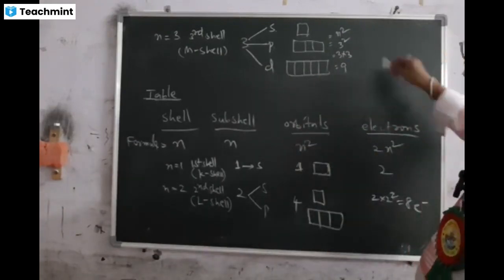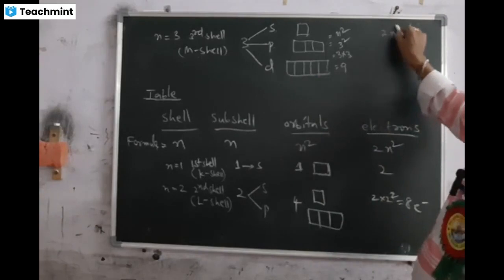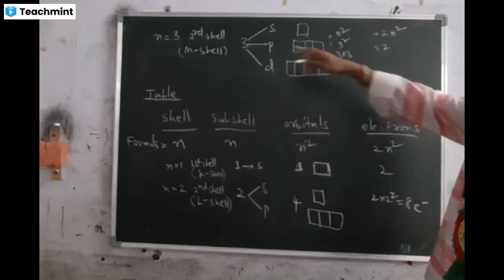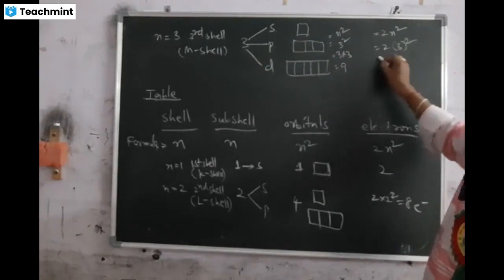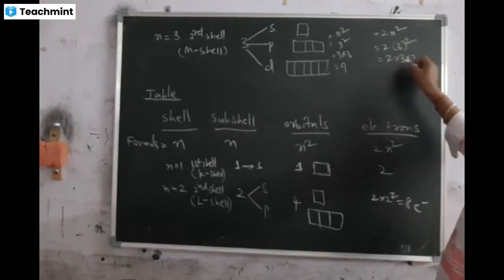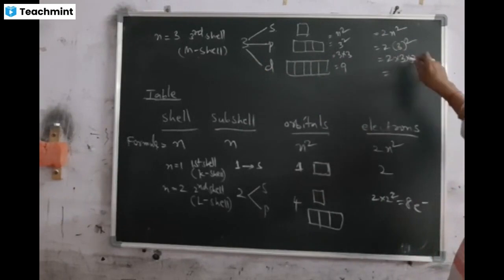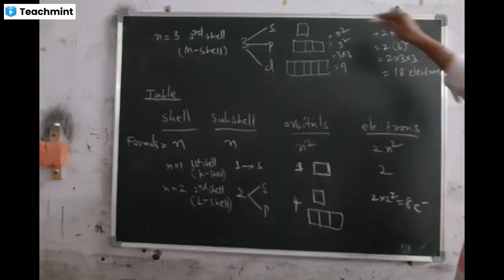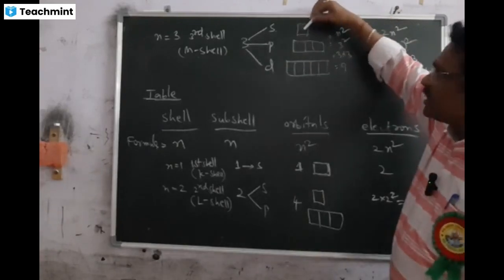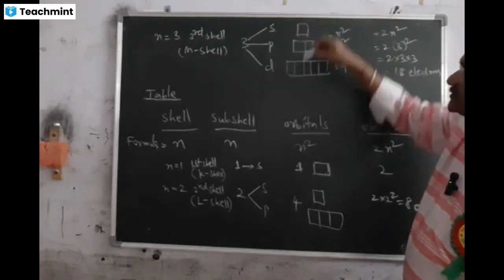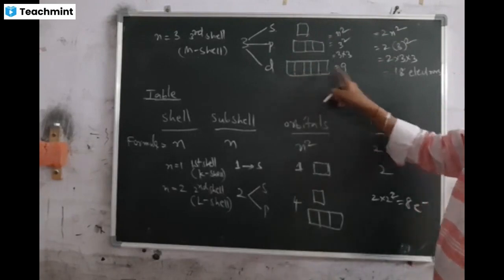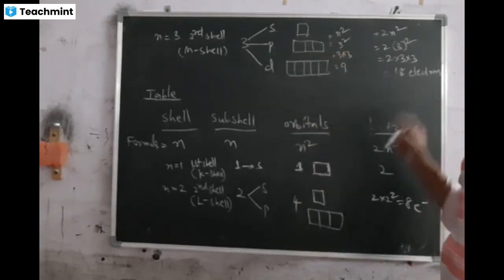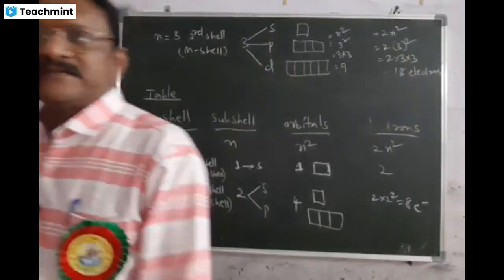How many electrons are present? What is the formula we are using here? 2n square. 2 into 3 whole square, that is equal to 2 into 3 into 3. 2 3s are 6, 6 3s are 18. Total electrons are 18. You can count here also: 1, 2, 3, up to 18. 9 orbitals, no? 9 into 2, 18 electrons.